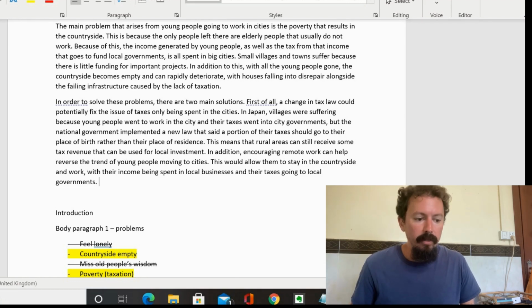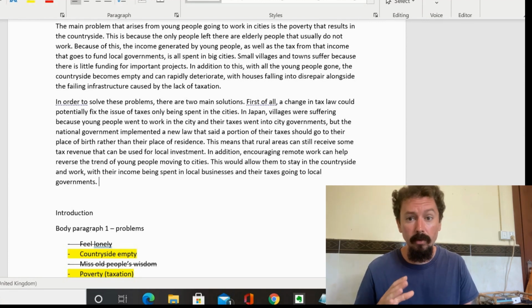Right, so paragraph 3. In order to solve these problems, there are two main solutions. So for coherence and cohesion, you want to have sentences like this that introduce the purpose of the paragraph and which explain what's coming next.